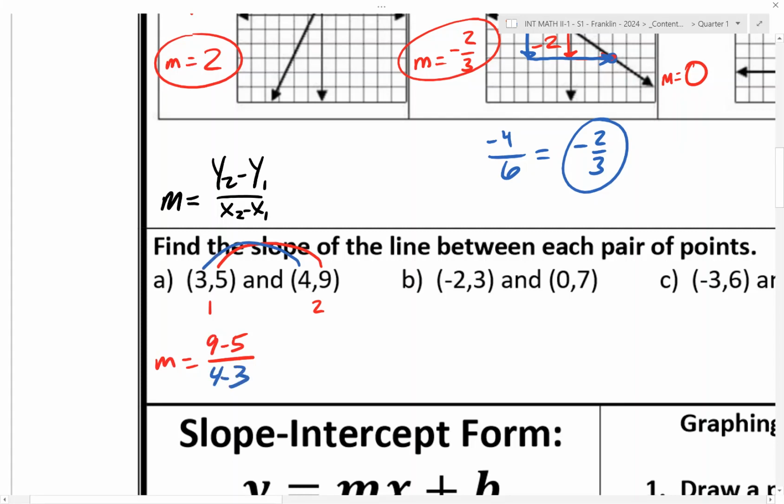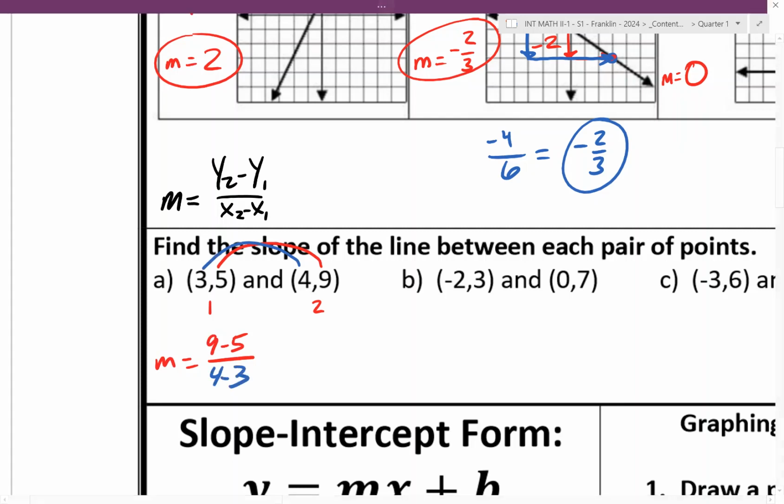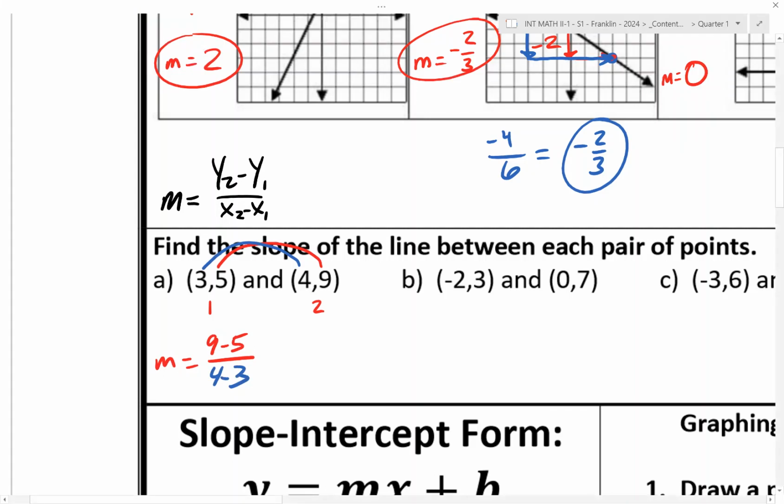It's very easy to get the numbers mixed up here. Just make sure you're subtracting the y values on top and the x values on the bottom in the same order, starting with the same point each time. So this is going to give us 4 over 1, which just equals 4.